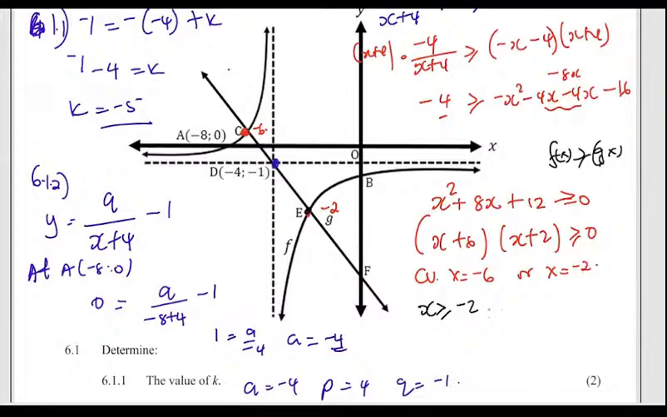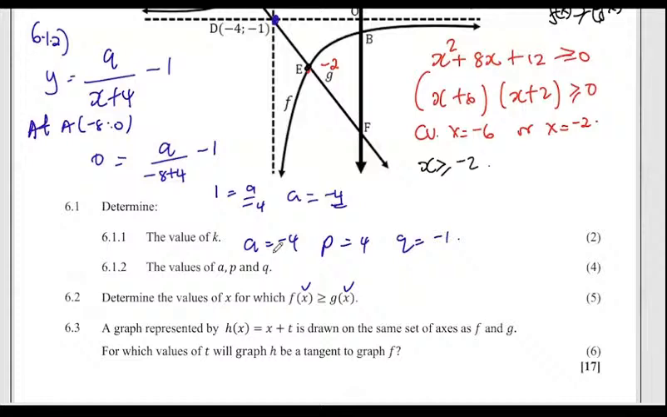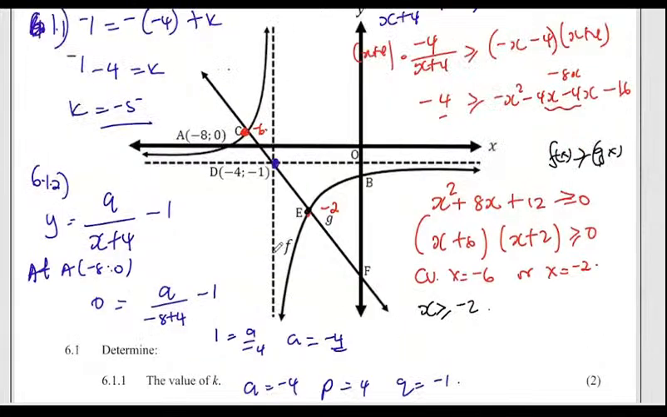Okay, did the question have an equal sign? Perfect. Okay, then on the left, we're seeing that this f can only be greater between negative 6 and this asymptote, negative 4.